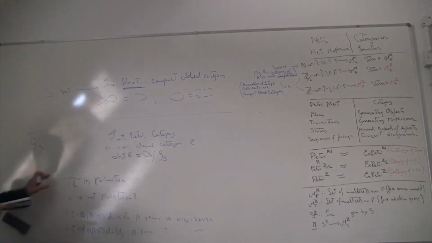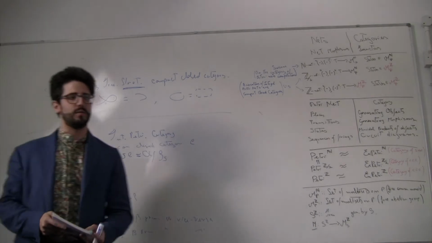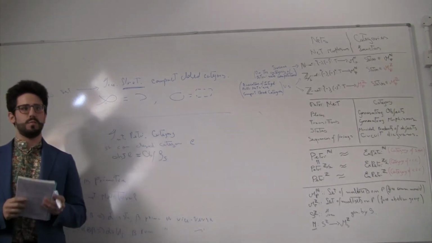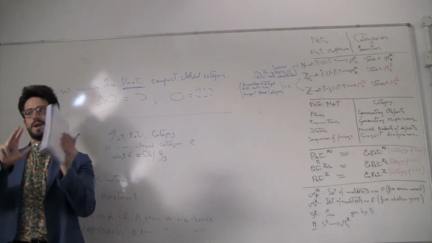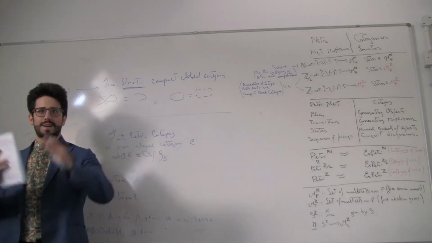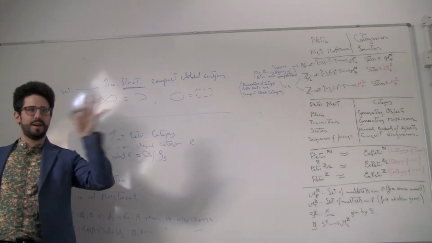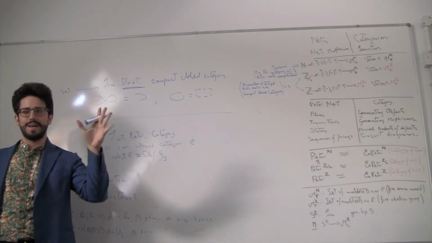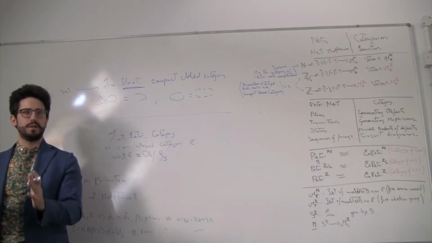So the idea is that now you take a morphism tau in this category, and you want to say that this morphism is primitive if I can decompose it as some wire swapping, caps and cups on both sides, and something in the middle that is not further decomposable.